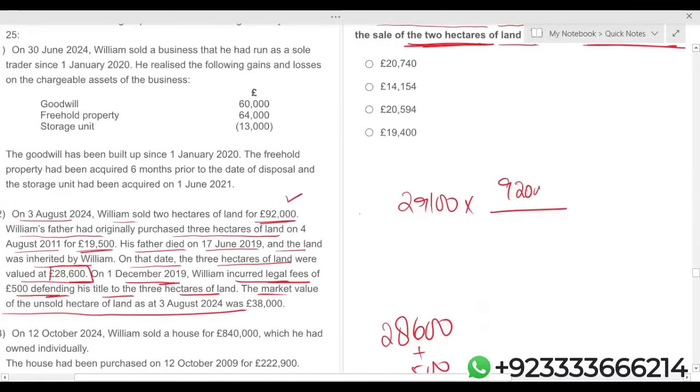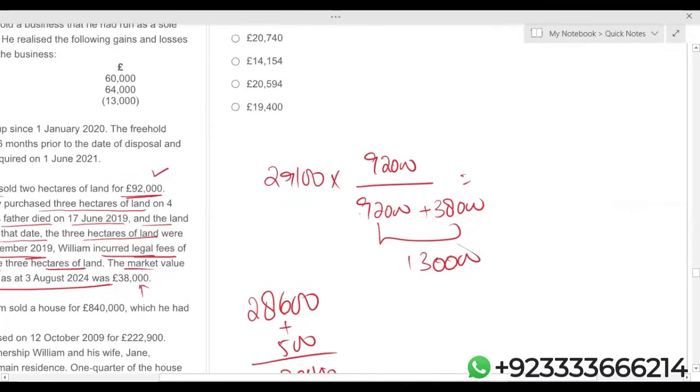This is the part disposal formula. 2 hectares are sold for 92,000, plus the market value of the remaining hectare, 38,000. Logically, in the denominator, we have 1,30,000. So 29,100 multiplied by 92,000, divided by 1 lakh 30,000, the total of these two being 130,000. Students, I'm getting 20,594.